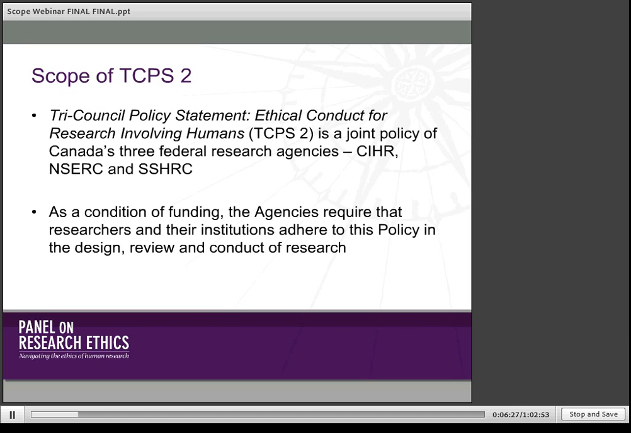As I'm sure many of you know, TCPS 2 is a joint policy of the 3 federal research agencies, and institutions must adhere to this policy as a condition of their funding. This is laid out in a memorandum of understanding between the agency and the institution, along with other responsibilities.